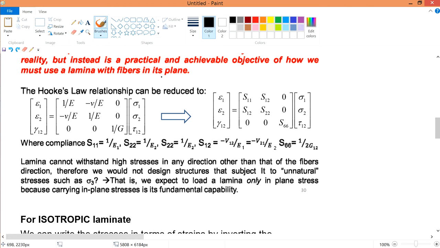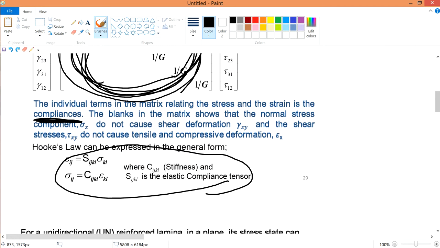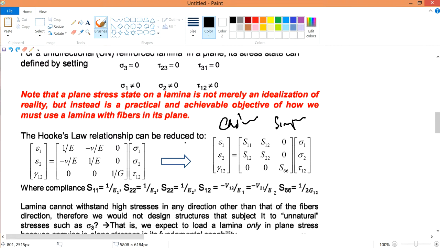Next, in order to express things in an easier and simpler way, we substitute 1 over E, minus 1 over E and so on as S11, S12, S22 and so on. This is because in the previous video we talked about the compliance, which is called S_ijkl. So there is a meaning in there. This is why we substitute this 1 over E as your compliance. So these are all your compliances.